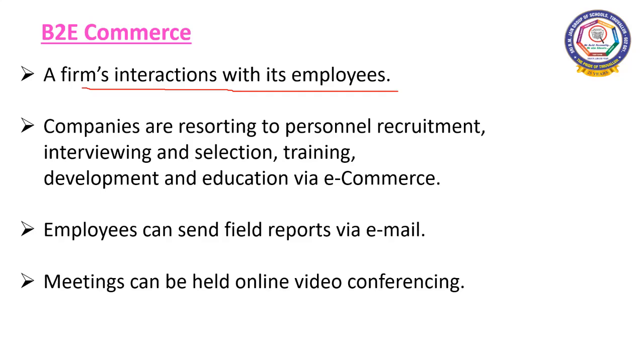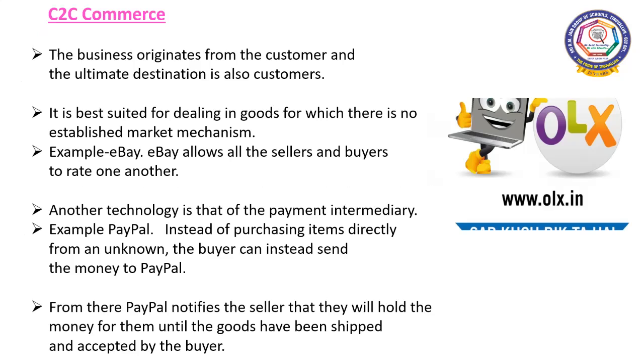And next one is C2C, that is, it is between the customer and the customer. This happens between the customer at one end and on the other end also there is a customer. This is suited for dealing in goods where there is no established market mechanism. That is for selling of used goods or used cars, used electronic appliances, used antique jewelry. All these can be done by using the online platform.